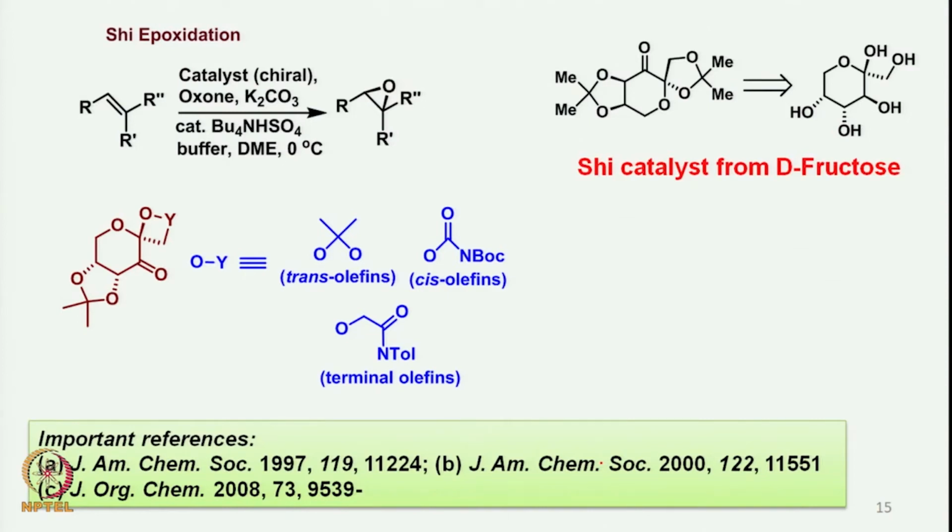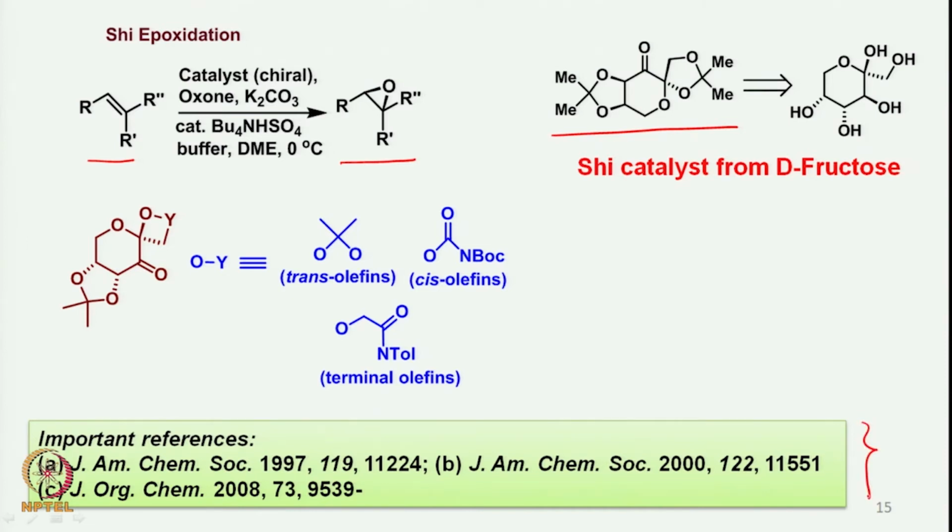As I discussed and introduced, we have the Shi epoxidation. One can start from D-fructose and prepare this particular ketone, which is what is used in the Shi epoxidation of converting an olefin to the corresponding epoxide, which is chiral, and there are references which I mentioned here, they are very important references.